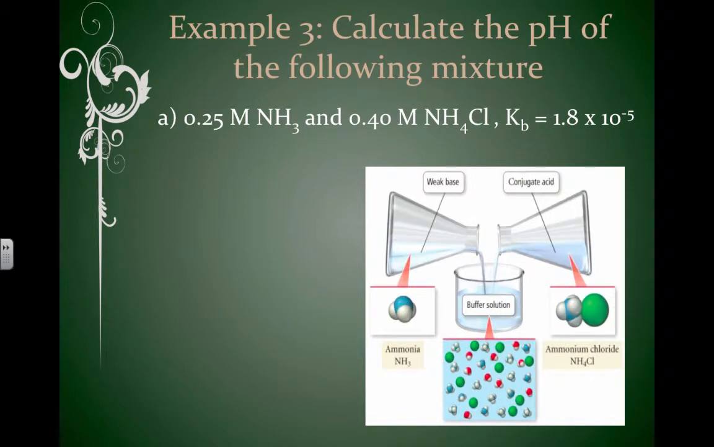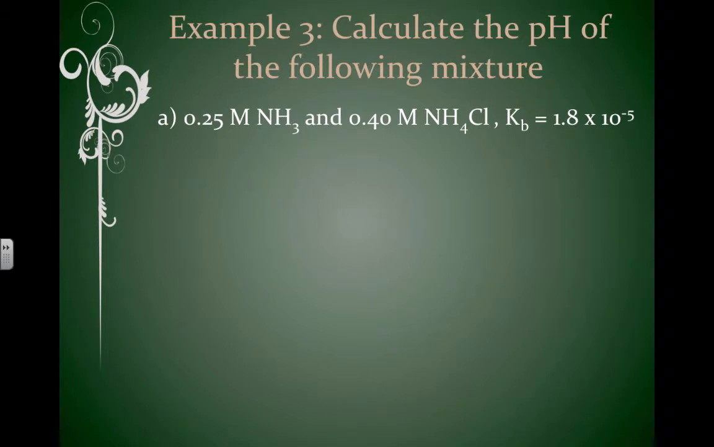Let's try another one. Here's a basic buffer because now we're using the weak base ammonia and the conjugate acid ammonium in the form of ammonium chloride salt. So when we add the weak base, it can react with any extra hydrogen ions there might be in the solution, so that we can absorb any lowering of the pH by reacting it with the weak base. On the other hand, if hydroxides are added to the solution, the ammonium ion will be able to react with those to form water and use them up.